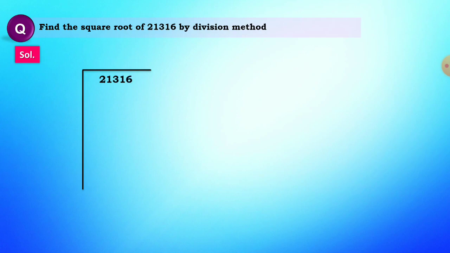Next step is to pair the digits, and when we pair, we have to pair from right to left. So yes students, how will we pair? 16 would be one pair, 13 would be another pair, and the number 2 would be another pair. Now our next step is to consider the number 2, that is the first set. And we need to think of the largest number whose square is equal to or less than 2.